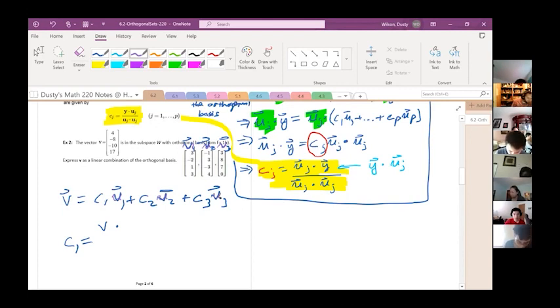So C1 is going to equal V dot U1 over U1 dotted with U1. If I want to figure this out, in order to find my numerator, I'm going to dot the V vector and the U1 vector. So I'm going to get 12 plus 16 minus 10 plus 51.